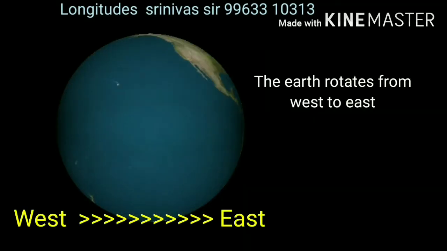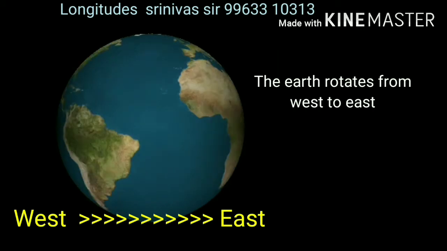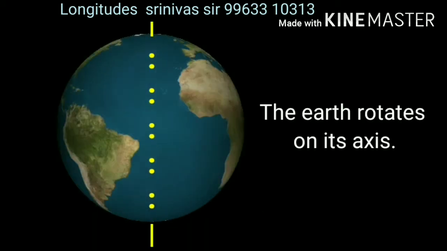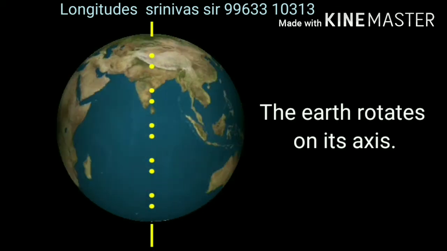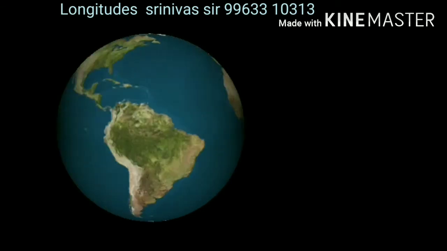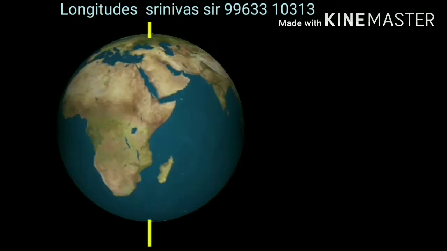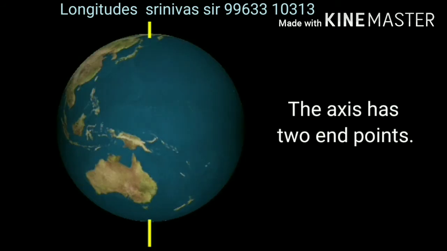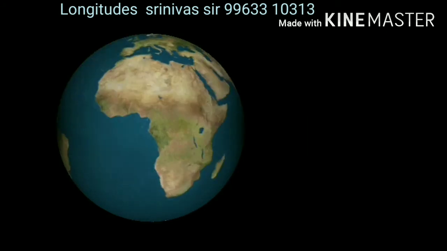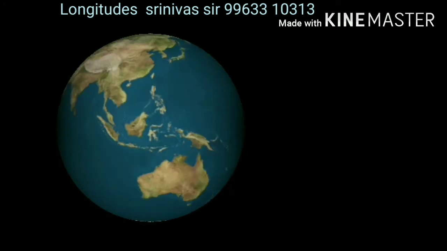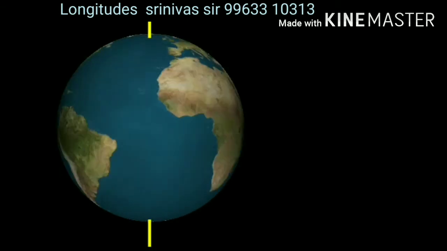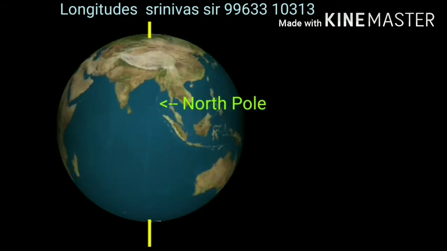We already know the earth is rotating from west to east. The earth is rotating on its own axis. This axis is an imaginary line going through the center of the earth. This axis has two endpoints, and these two endpoints are fixed. These two endpoints can be used as starting points on the earth or on the globe. These two endpoints are called the North Pole and the South Pole.